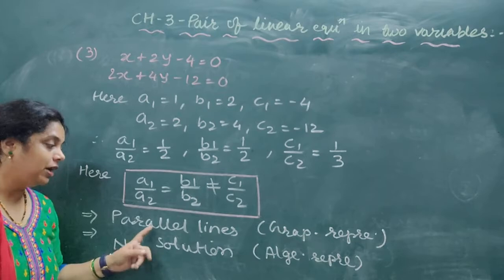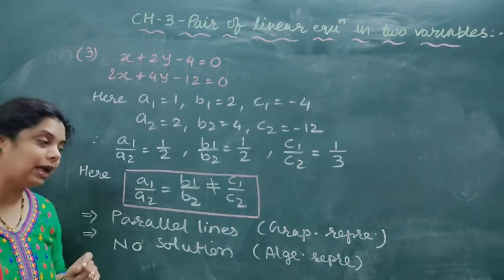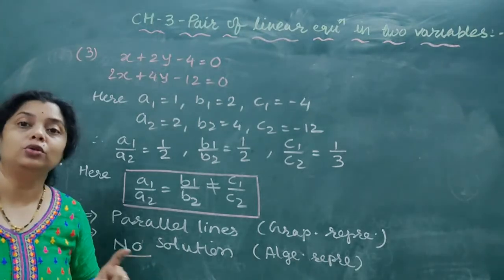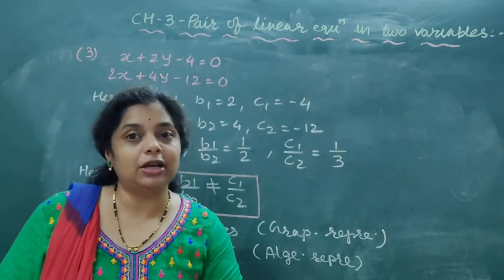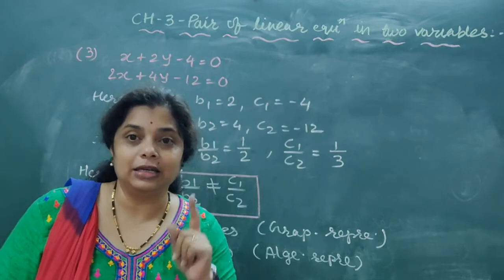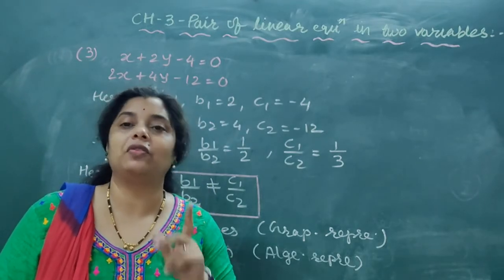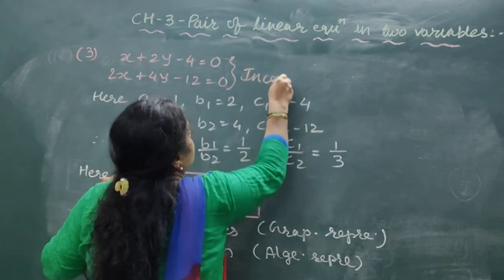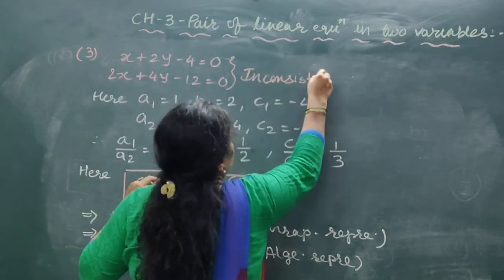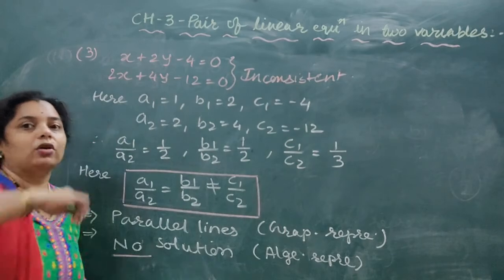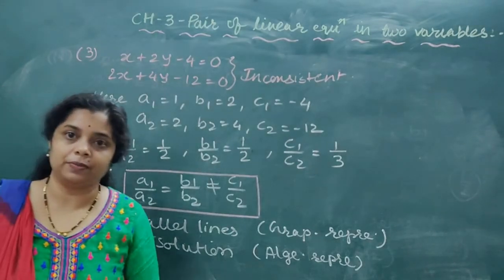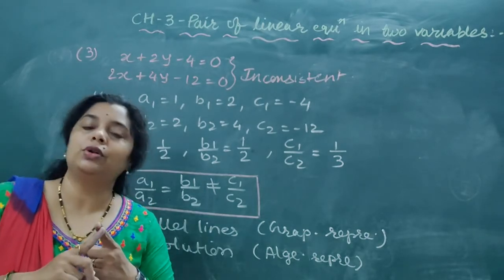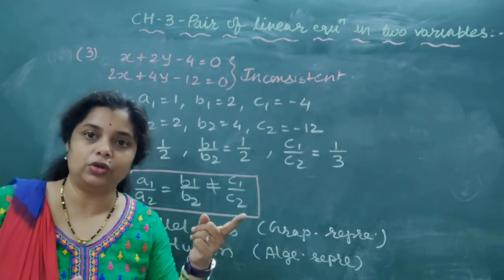And if we get parallel lines, it means there is no solution. If there is no solution, then which kind of pair is this? It is an inconsistent pair of linear equations. Is it clear? Okay. So if we get A1 by A2 is not equal to B1 by B2, then a unique solution.